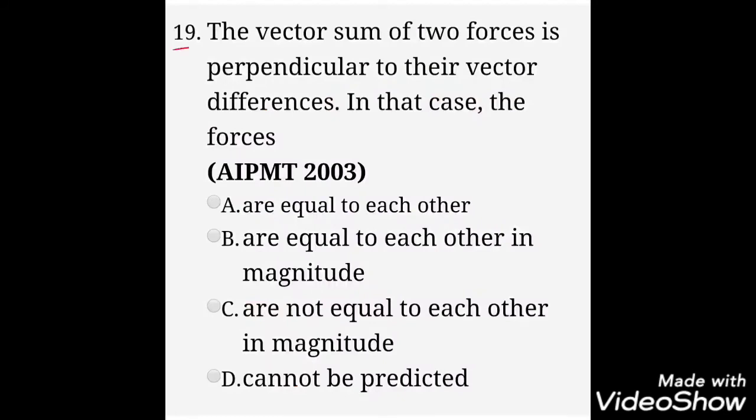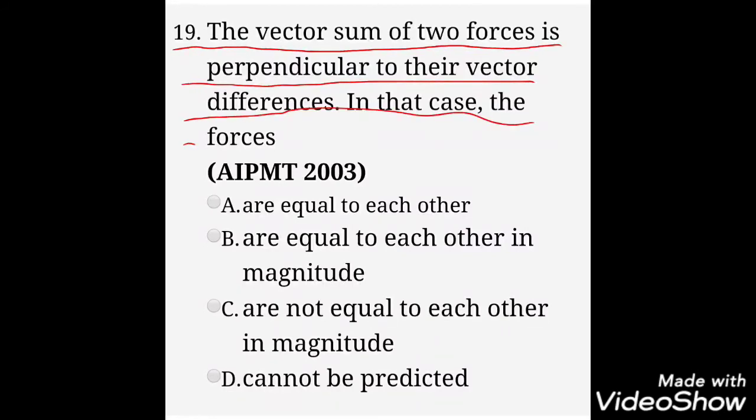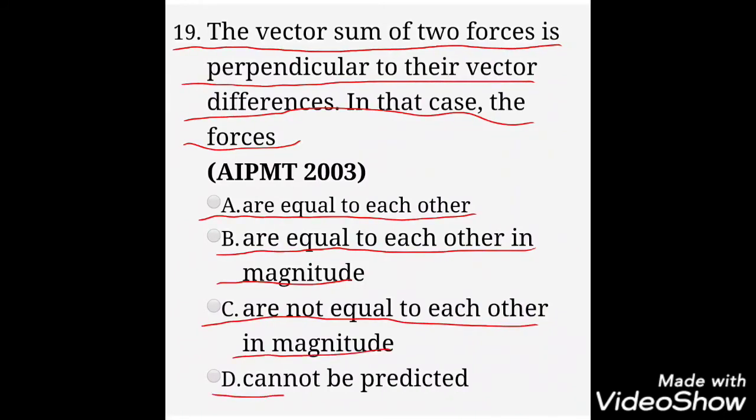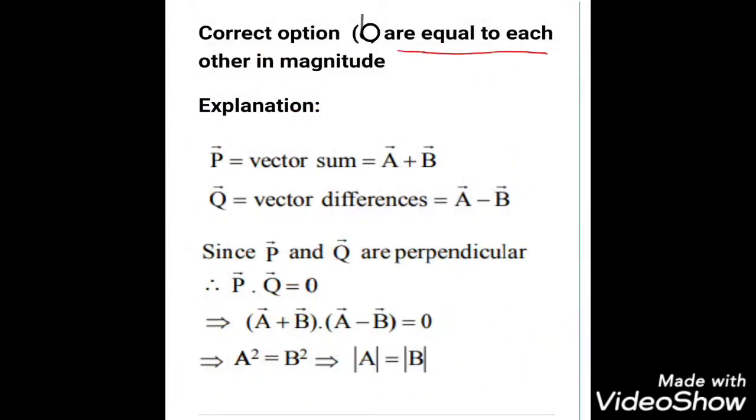Question number 19. The vector sum of two forces is perpendicular to their vector difference. In that case, the forces are: option A equal to each other, option B equal to each other in magnitude, option C not equal to each other in magnitude, option D they cannot be predicted. So the answer for question number 19 is option B, equal to each other in magnitude.